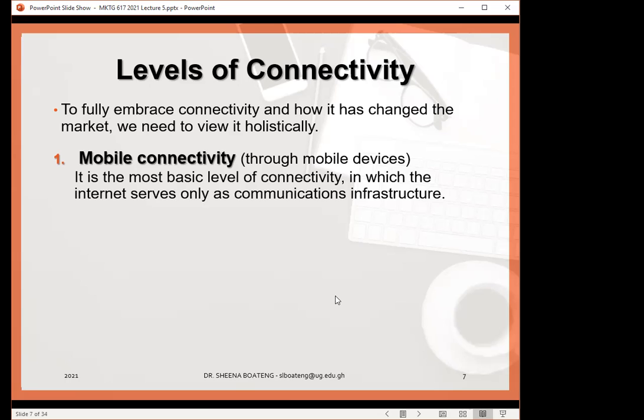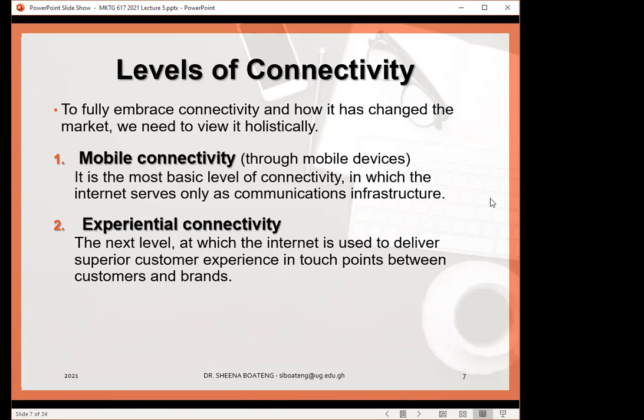Now, beyond the level of mobile connectivity, we can talk about experiential connectivity. And this is a step above mobile connectivity, such that the internet is used at this level to deliver a superior customer experience in all the touch points between the customer and the brand. So generally, when we talk about customer touch points, we are talking about all the interactions that happen between us as marketers and our customers prior to the sale of a product or service to them, during the sale of the product or service, and then post the sale of this product or service.